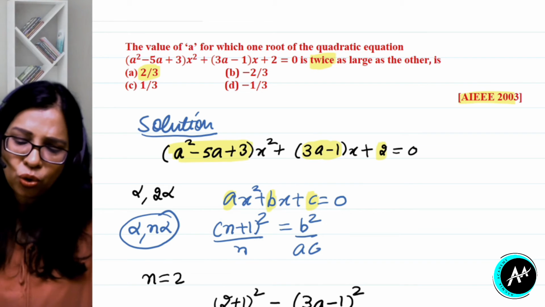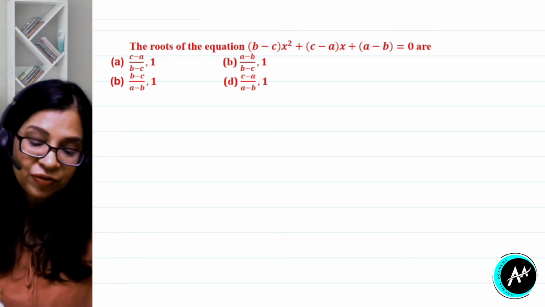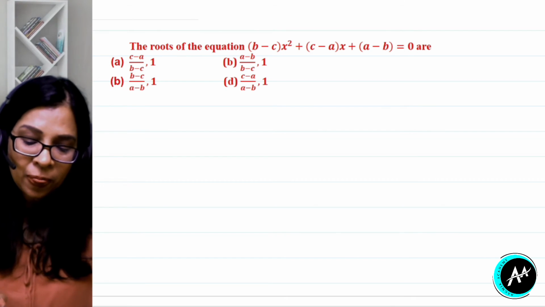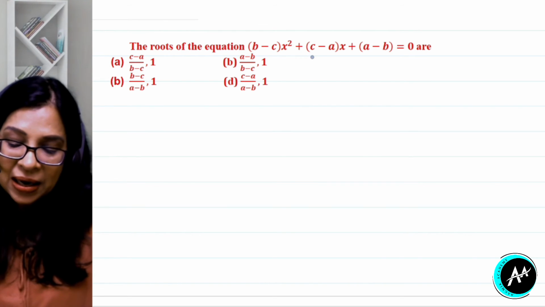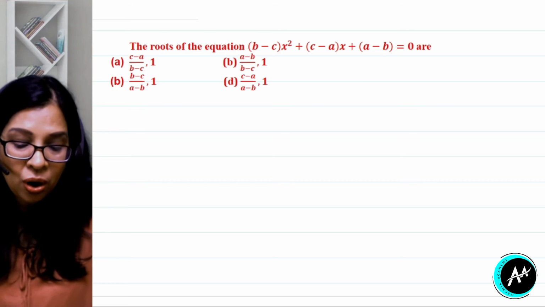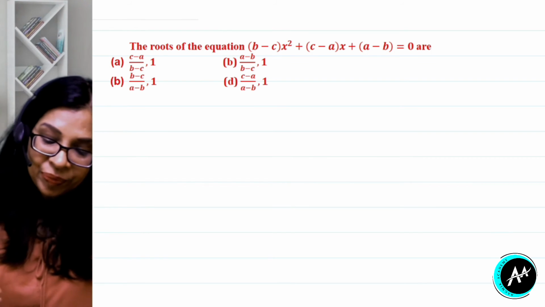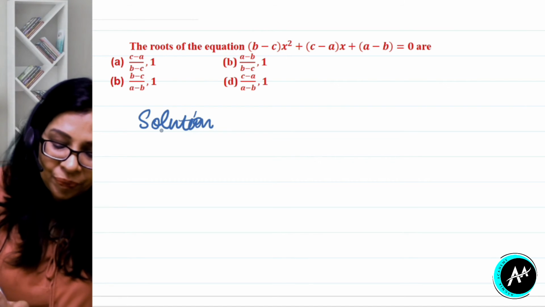Let us take one more. Look at question number 4 on your screen. What do we have? The question is, the roots of the equation (b minus c)x square plus (c minus a)x plus (a minus b) equal to 0 are. So basically we have to find the roots of this equation. Let's see which direct result we can use over here.